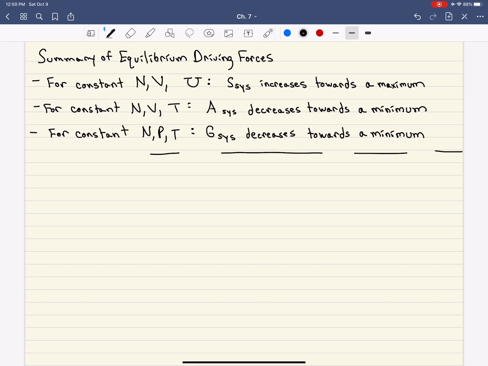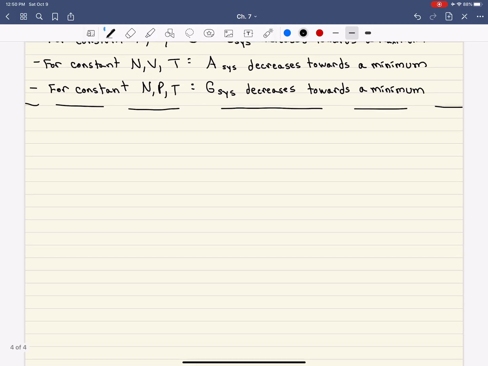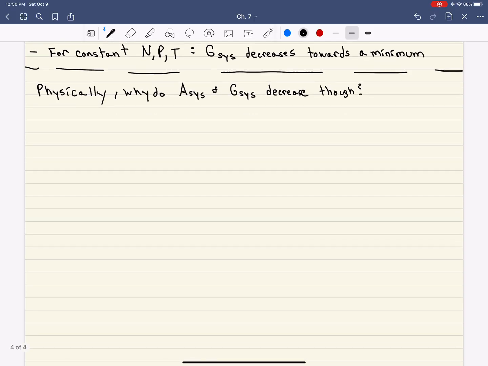But now let's talk about what this all physically means. Okay, so physically, what does it mean? Or why are our systems minimizing their Helmholtz or their Gibbs energy? All right, and so what we could do is once again take a look at those defining equations for Helmholtz and Gibbs.